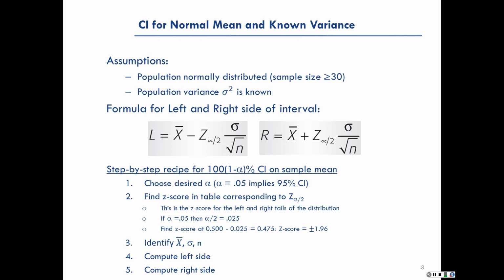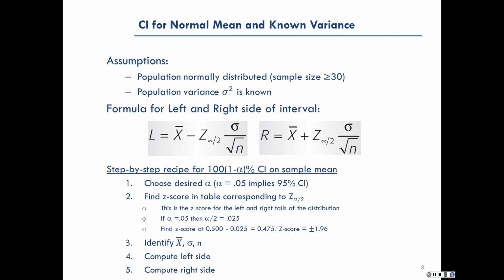So the first step is we choose the desired value of alpha. Normally that's going to be 0.05. And the next step after that is finding the z-score in the z-table, and that table's in the appendix in your textbook, corresponding to z, and then the subscript there is alpha divided by 2. So the z-score is for the left and the right tails of the distribution, if you'll remember.